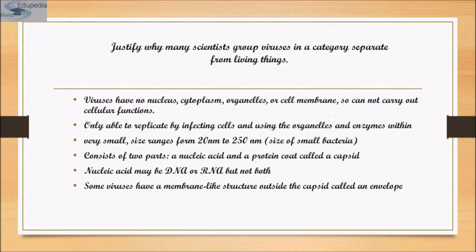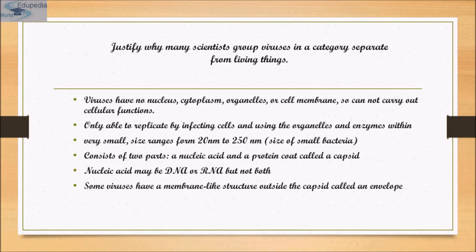Justify why many scientists group viruses in a category separate from living things. Viruses have no nucleus, cytoplasm, organelles, or cell membrane, so they cannot carry out cellular functions. They are only able to replicate by infecting cells and using the organelles and enzymes within them. They are very small, with sizes ranging from 20 nanometers to 250 nanometers. They consist of two parts, a nucleic acid and a protein coat called the capsid. The nucleic acid may be DNA or RNA, but not both. Some viruses have a membrane-like structure outside the capsid called the envelope.